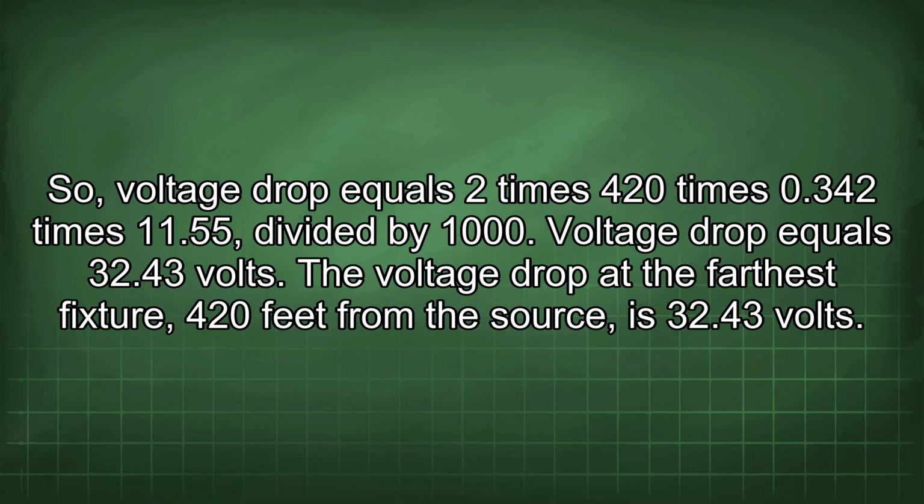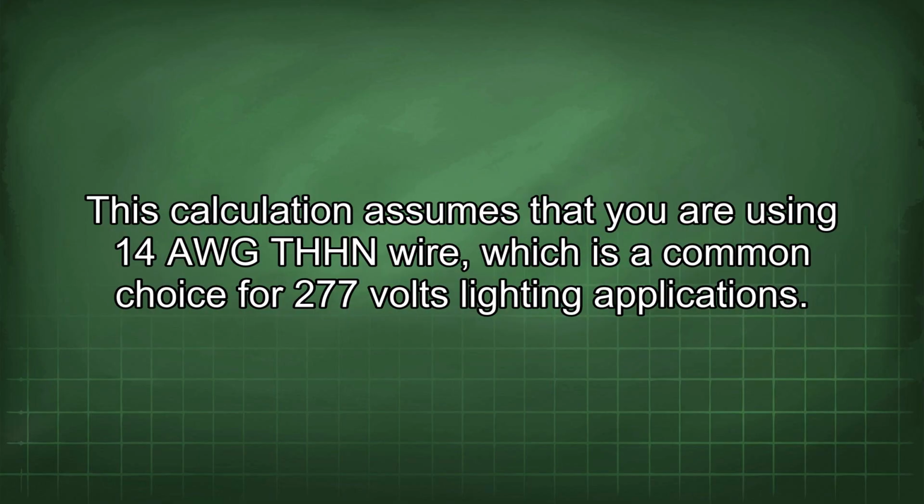The voltage drop at the farthest fixture, 420 feet from the source, is 32.43 volts. This calculation assumes that you are using 14 AWG THHN wire, which is a common choice for 277 volts lighting applications.